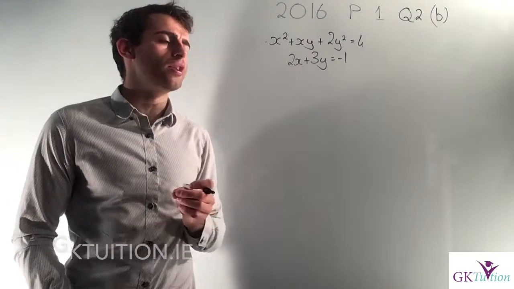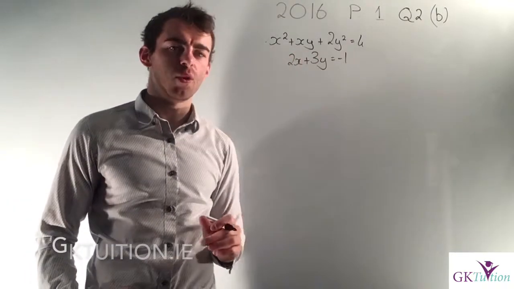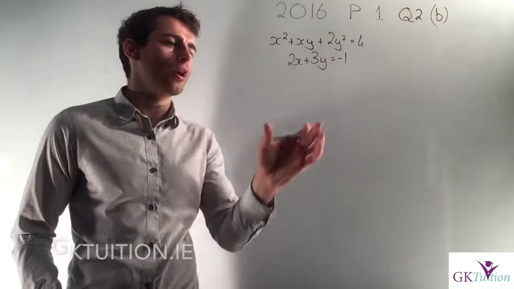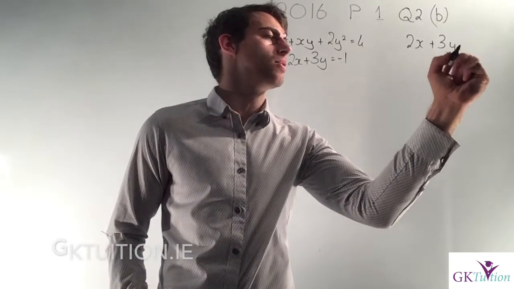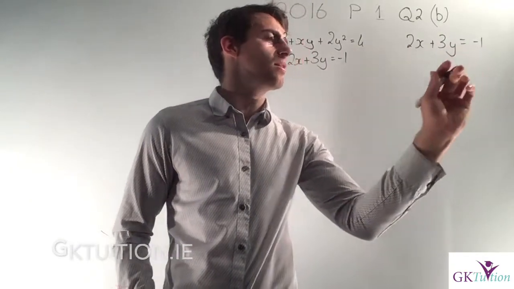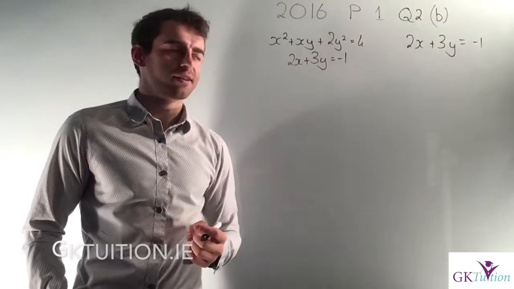So here I've got two equations and two unknowns, except that I've squareds in them. So I have an x squared and I have a y squared. In this case, what you want to do is take your simpler equation, which is 2x plus 3y equals minus 1. You want to isolate either your x's or your y's. In this case, I'm going to isolate my x.